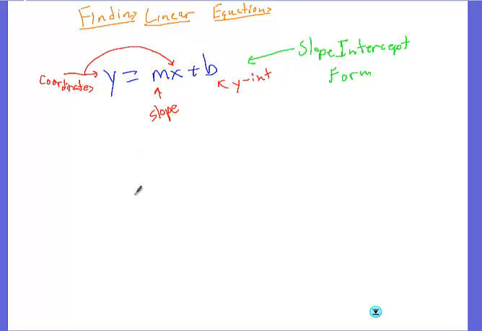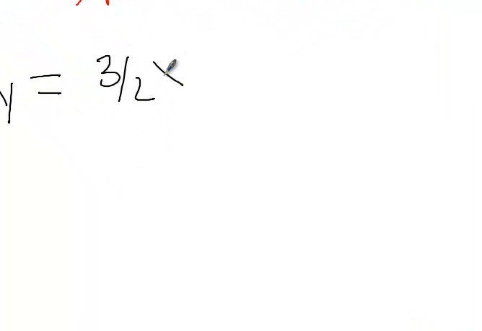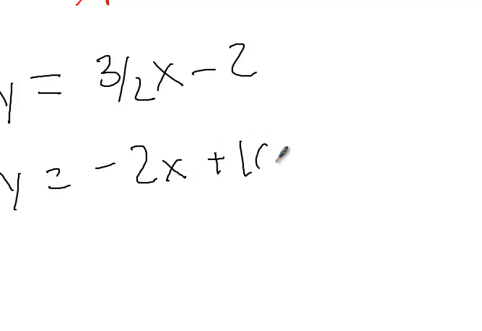In order to give me the equation of a line, I must give you two of these three things, aka the coordinates, a slope, a y-intercept. What you have to do is, using those two things, find the last missing piece, because at the end our equation is always something like y equals 3/2 x minus 2, y equals negative 2x plus 10, or even y equals x.